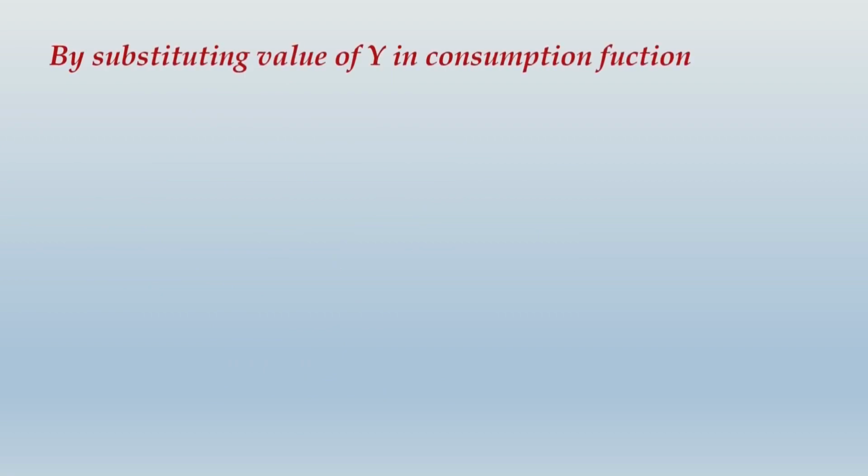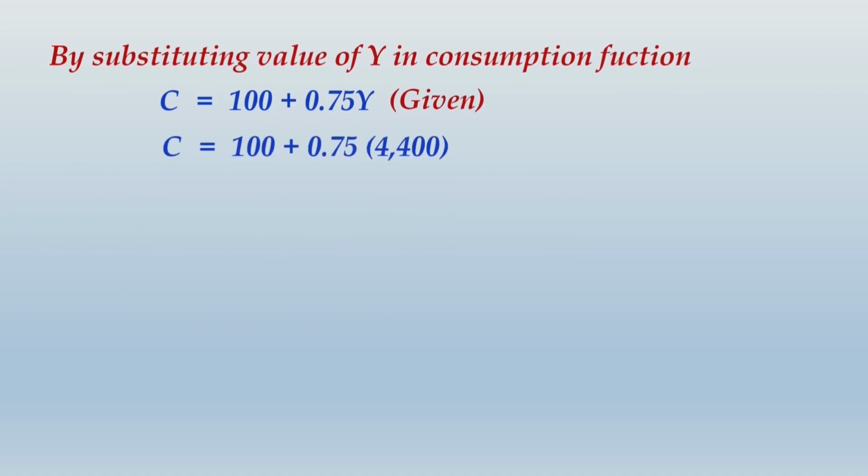Let us move ahead, and now by substituting the value of Y in the consumption function, you just have to find the value of consumption. So 100 plus 0.75 into Y, the value of Y is 4400. So substituting the value of Y in the consumption function, what you get is 4400 into 0.75, which will give you 3300, and 100 added to that, the value of consumption comes to 3400.